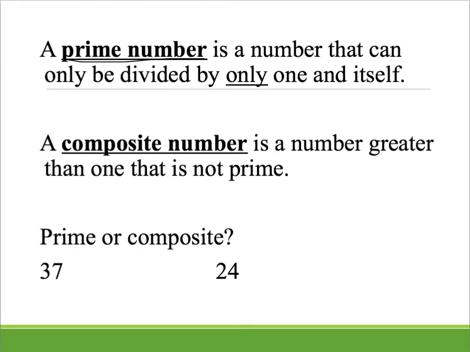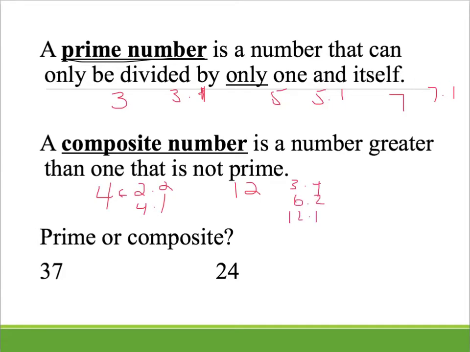For example, the number 3, because you can only do 3 times 1 to get 3. The number 5 is prime because you can only do 5 times 1. And the number 7 is also prime because you can only do 7 times 1. A composite number is a number greater than 1 that is not prime. This can be numbers like the number 4. I can do 2 times 2 or 4 times 1 to get 4. The number 12 is composite because I can do 3 times 4, 6 times 2, and 12 times 1 in order to get it.